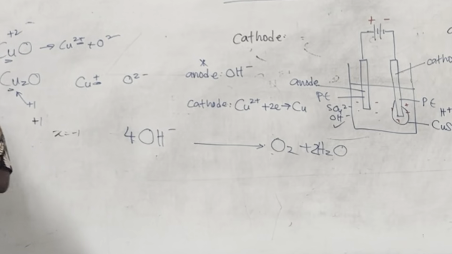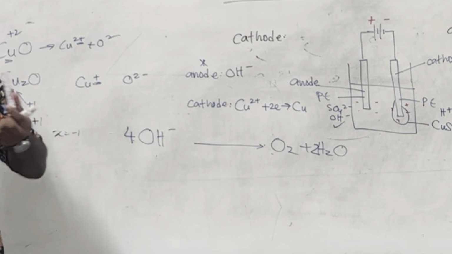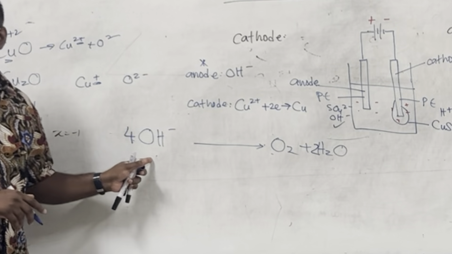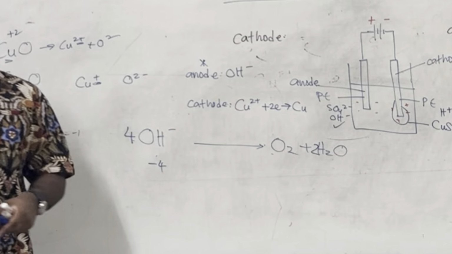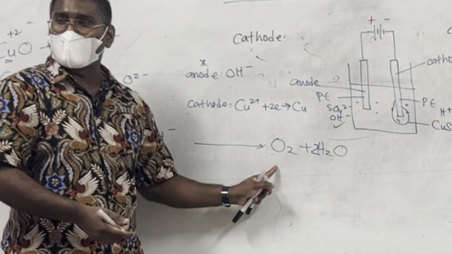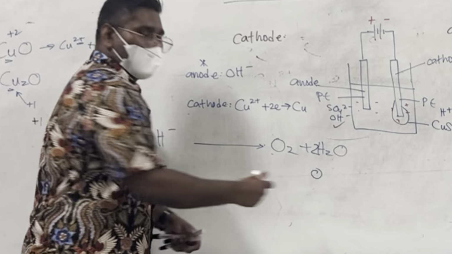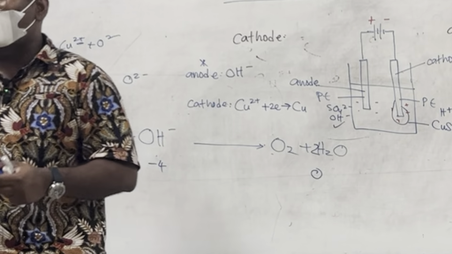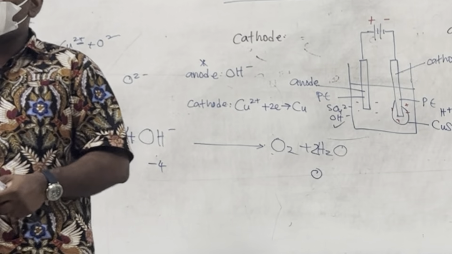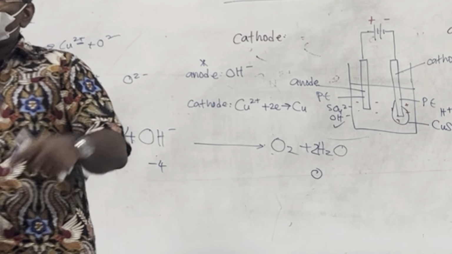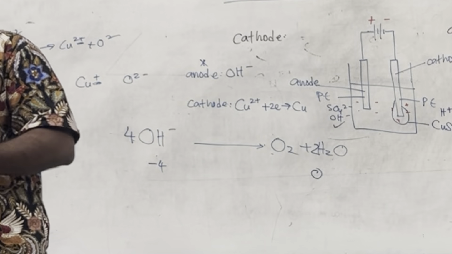The last thing that you need to do is to balance the charges left and right. The charge over here is 4 times negative, so negative 4 charge. What is the charge over here? 0, no charge. Not balanced actually. You need to balance the charge. How do you balance charge in a half equation? By bringing in electron or proton, but we don't bring in proton. So we bring in electron.